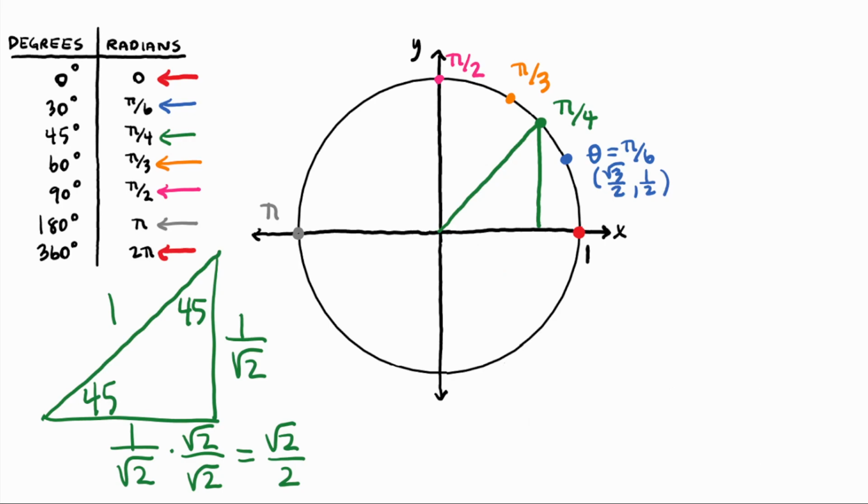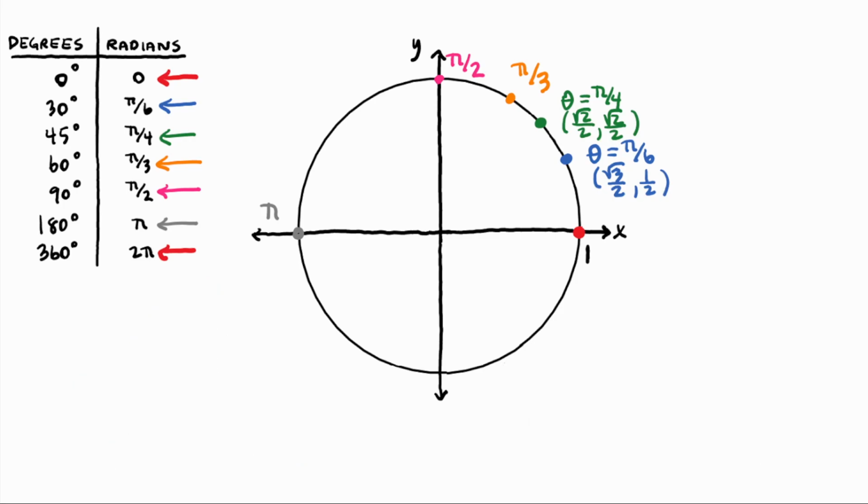So I'm going to say that at the point where theta equals pi over 4, the coordinates on the unit circle are going to be x equals root 2 over 2 and y equals root 2 over 2.